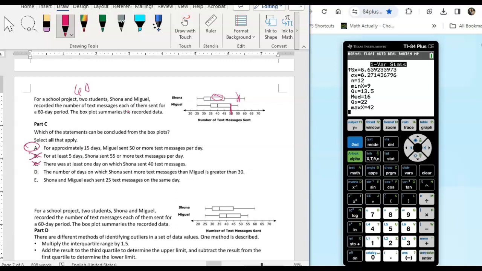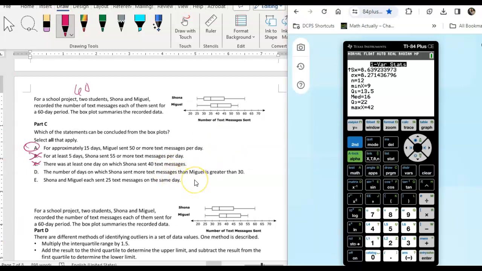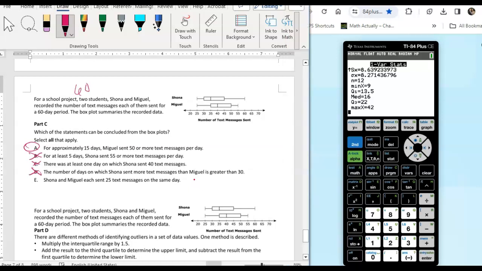D, the number of days on which Shona sent more text messages than Miguel is greater than 30. Okay, so she sent more text messages than Miguel. So again, it's out of 60 days, and most of her data is actually less than Miguel's. So that doesn't make sense because 75% of his data was greater than her median, right? So that seems unlikely that half of the days she sent more text messages than him.